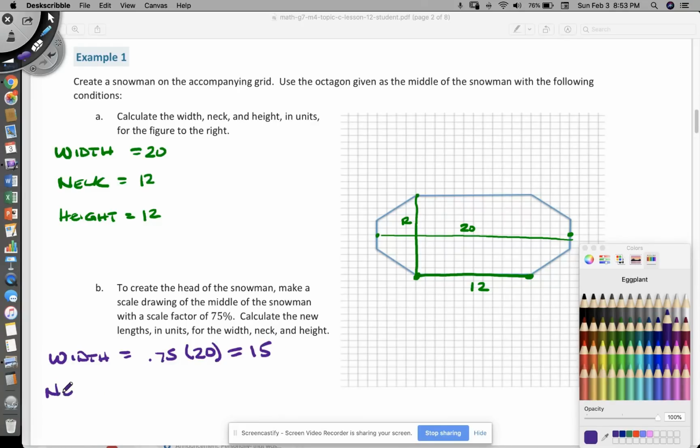All right, my neck, take 0.75, times that by 12, and now I have 9 units. And the height, take 0.75, times that again by 12, and I get 9. So since we're making a reduction, we're going to put that on top since we're building this snowman here.